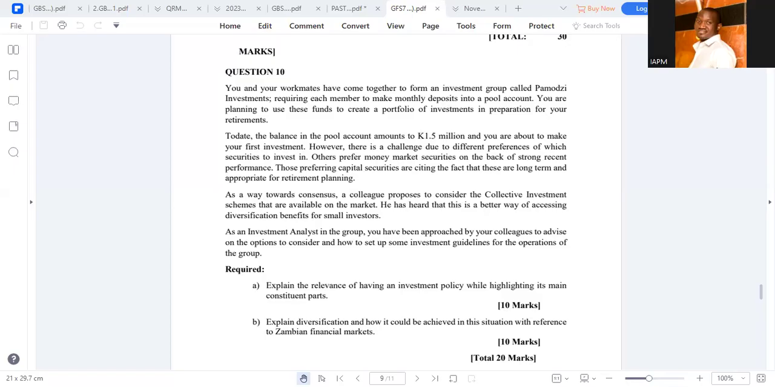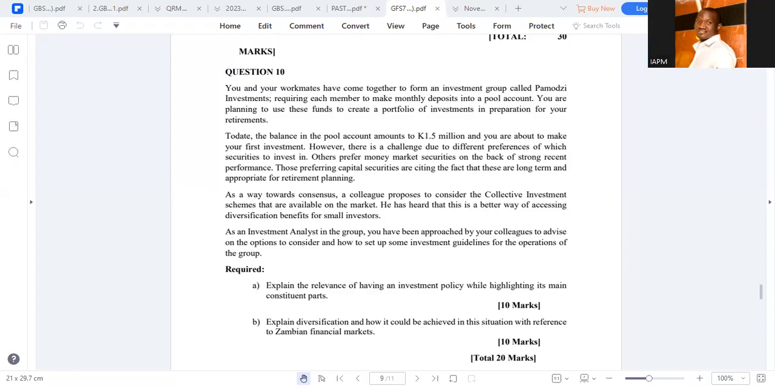So you and your workmates have come together to form an investment group called Bamosi Investments. It requires that each member should make monthly deposits into the pool account. You are planning to use these funds to create a portfolio in preparation for your retirement. To date, the balance of the pool account is at 1.5 million and you're about to make your first investment.